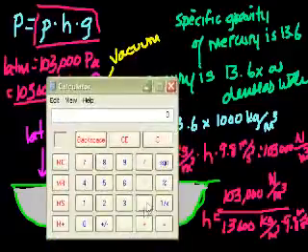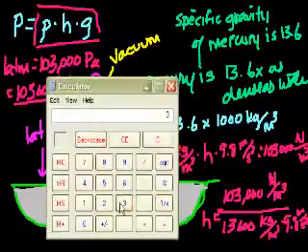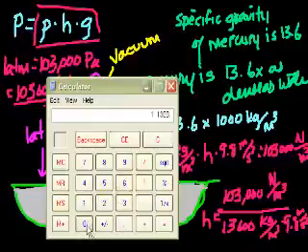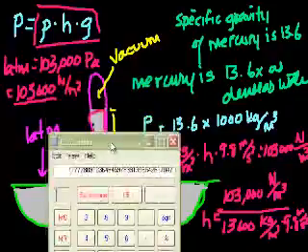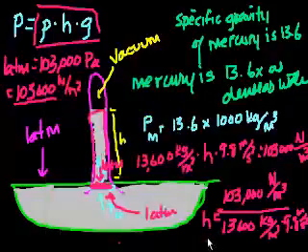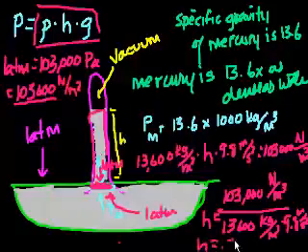Now let's just do the math. So let me type this in. Well, I'll use the pointer. 103,000 divided by 13,600 divided by 9.8 equals 0.77. And we were dealing all with newtons. So height is equal to 0.77 meters.